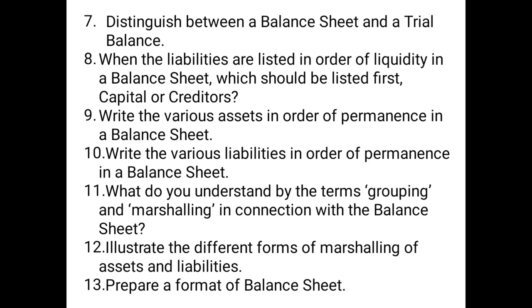Then question number 12, illustrate the different forms of marshalling of assets and liabilities. So in this you have to explain the order of liquidity and order of permanence. You have to explain that while following the order of liquidity, those assets and liabilities which are of current nature, which can be converted into cash within 1 year or which are to be repaid within 1 year, are shown first, and then the fixed assets or fixed liabilities.